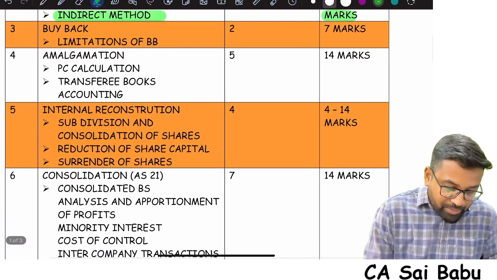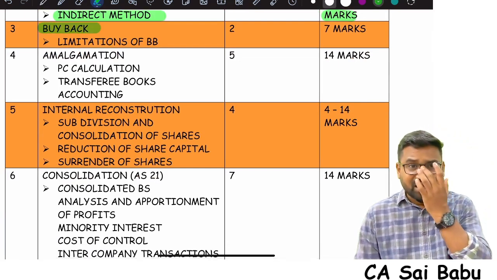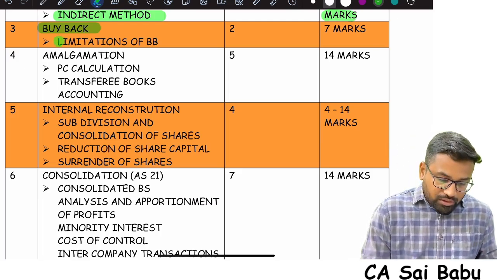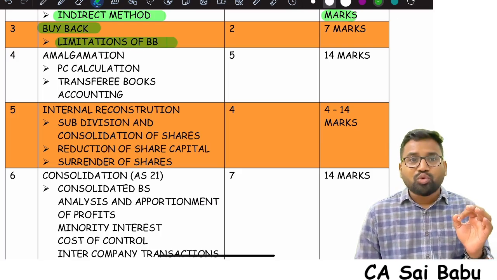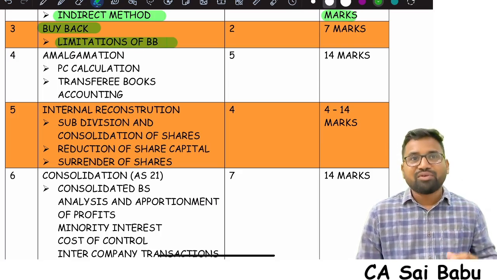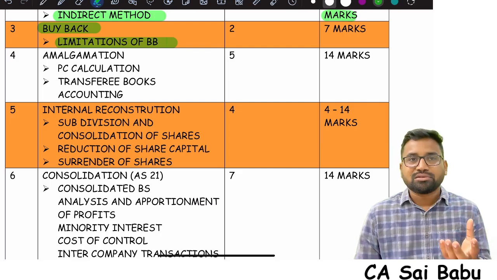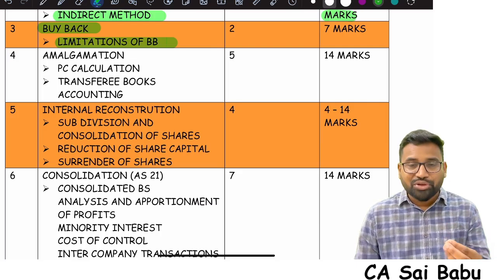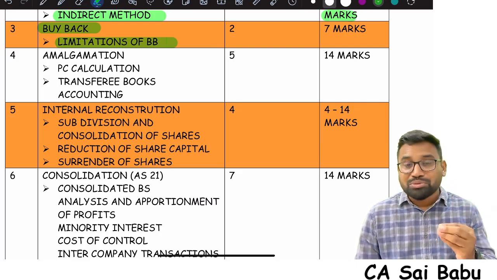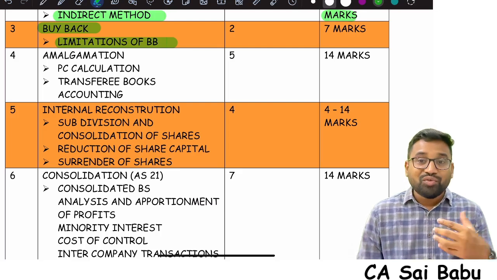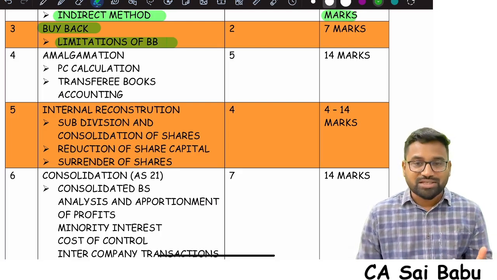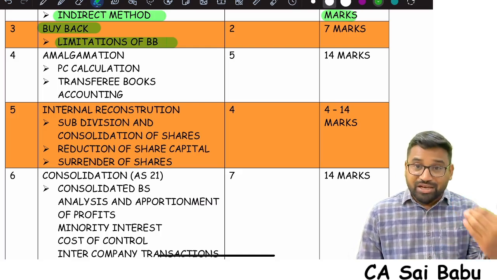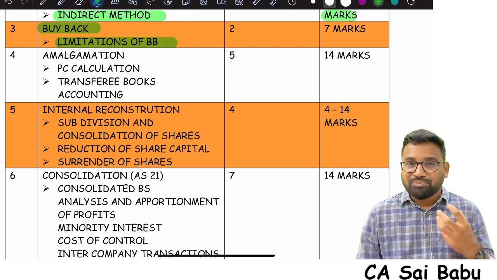Now coming to the buyback chapter. Buyback of securities, again one of the very scoring areas. In this you need to focus only on what? Limitations of buyback. Whenever a company is going for buyback, there are 3 tests: shares outstanding test, resource test, debt equity ratio test. Out of these 3 tests, the most important is the debt equity ratio test, which most students struggle to understand. Again, relating to the debt equity ratio test, see my revision marathon video available on YouTube.